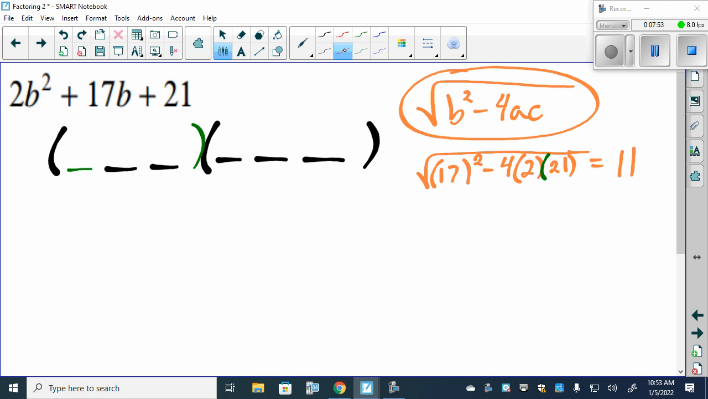Now, when we look at the third term, it is positive, so the signs are the same and they match the sign of the middle term, which is also positive. So we can say plus and plus. Which leaves us to the factors of the first and third term. Well, again, we have 2b squared. Well, b squared's only factors are b and b. And 2's only factors are 2 and 1, so we just can put 2, and we have this here.